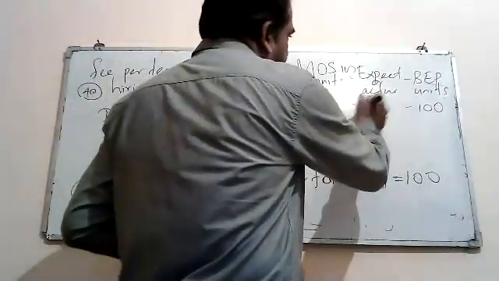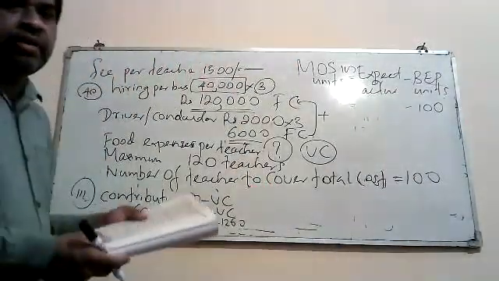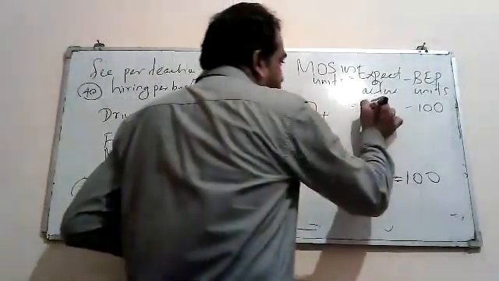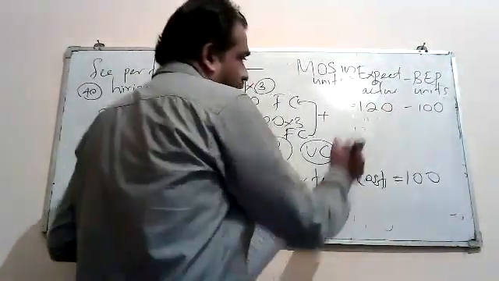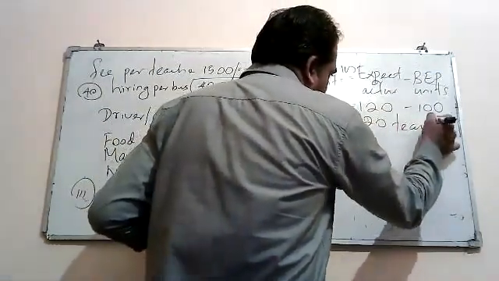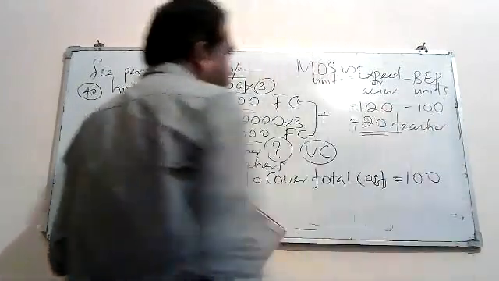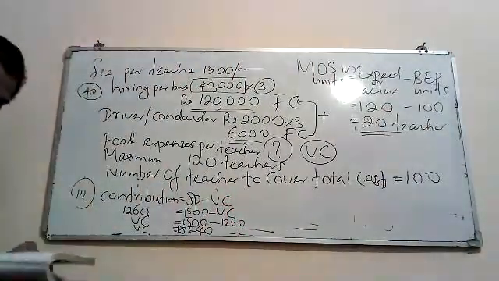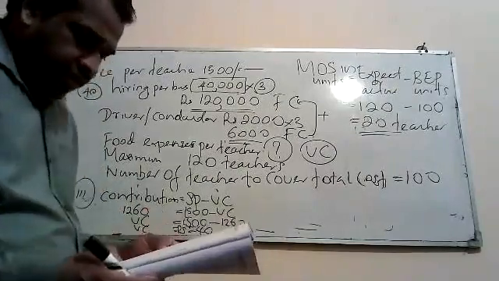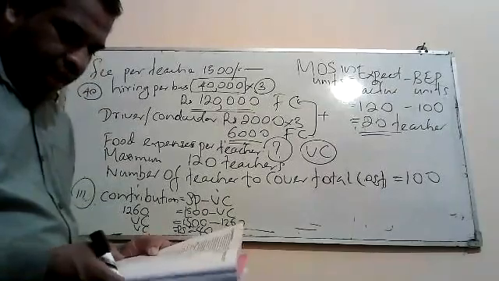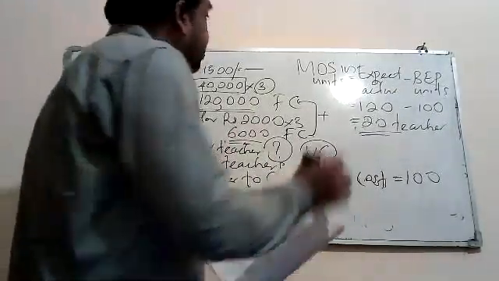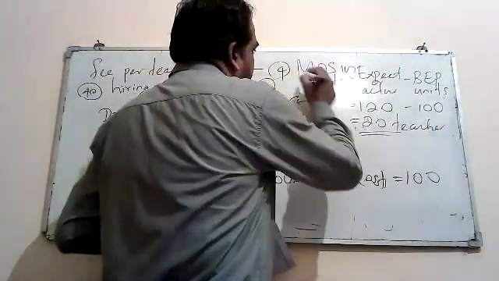Then the expected units: the maximum number of teachers available in the trip is 120. It is given in the question. Now we got 20 teachers. That is the answer. MOS is 20 teachers. MOS, margin of safety. Then we are asked to calculate in units and value. So that is the answer for that part.